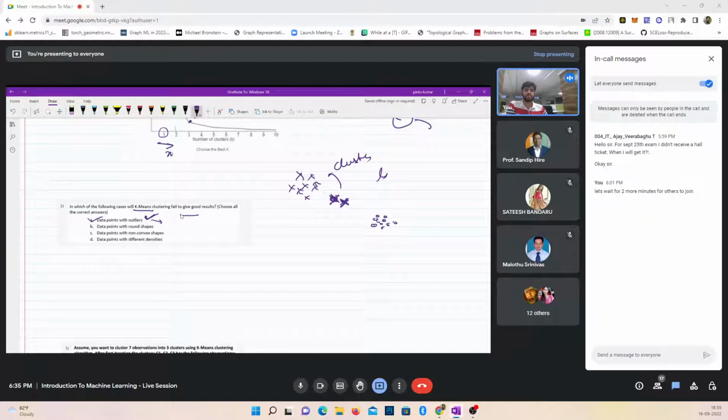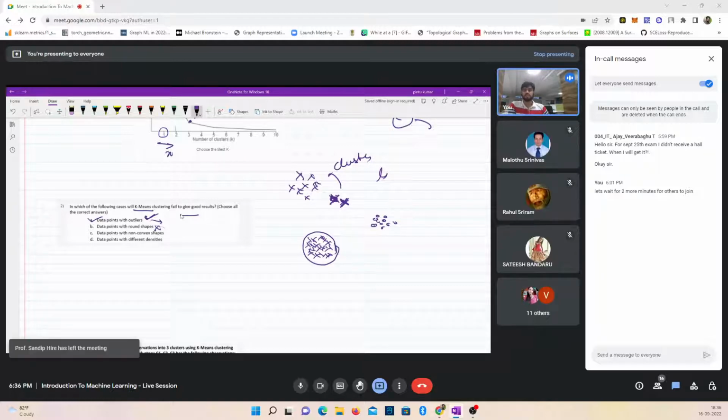The second is when the data points are in a round shape. K-means clustering finds the distance between each and every point, and that distance is very useful. If you arrange data points in a circular shape, you are able to minimize the distance between every pair of points. So a circle is a very good fit for k-means clustering. So the second option is not correct.